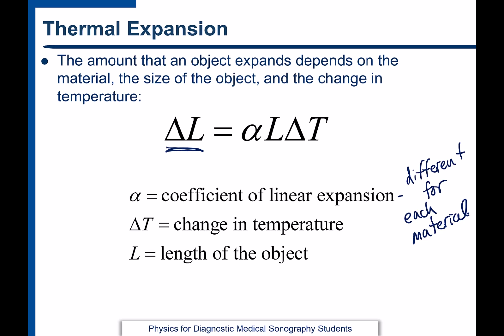L is the length, the current length of the object before the temperature change, and delta T is the change in temperature. One of the things we want to look at here is we have to be a little bit careful with units. Let's look at what the units are. So we know that delta L, the change in length, generally is going to be in meters. And that means that L also is in meters. Temperature, generally we're going to measure in degrees Celsius, so degrees C. And so the question is, what units does alpha have?